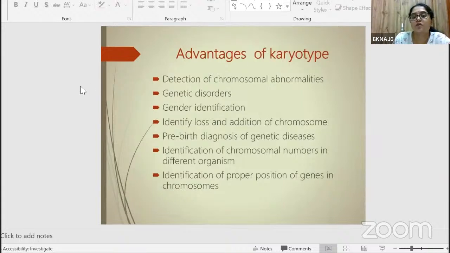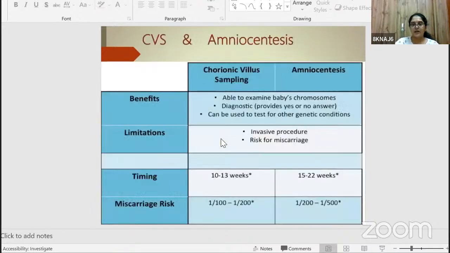So what does karyotyping do basically? Detection of chromosomal abnormalities and genetic disorders, and gender identification, which is illegal in India. So please note. But then, they look into the genetic disorders and the chromosomal abnormalities. If there is any kind of loss or addition of chromosomes, that can be seen. Pre-birth diagnosis of genetic diseases in case you feel there is a risk for genetic diseases. Then identification of chromosomal numbers in different organisms, and identification of the proper position of the genes in the chromosomes. All of these are the advantages of a karyotype.